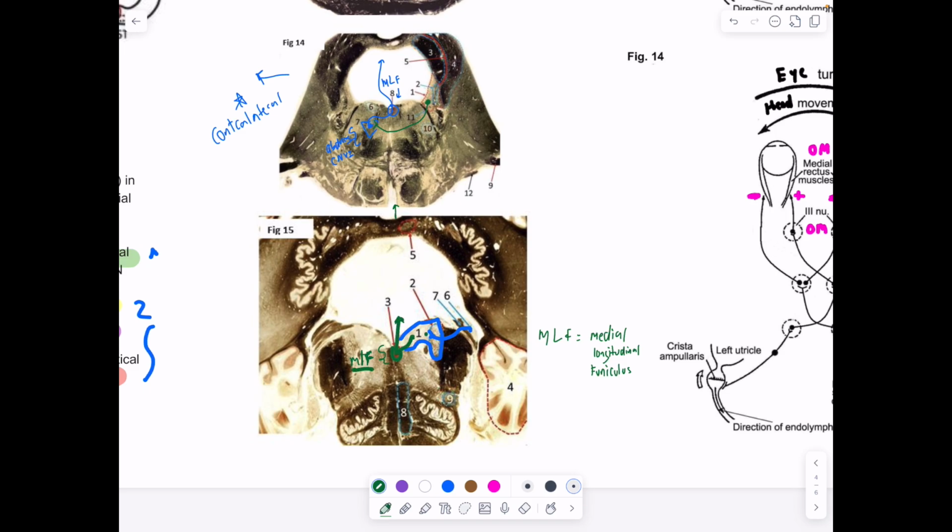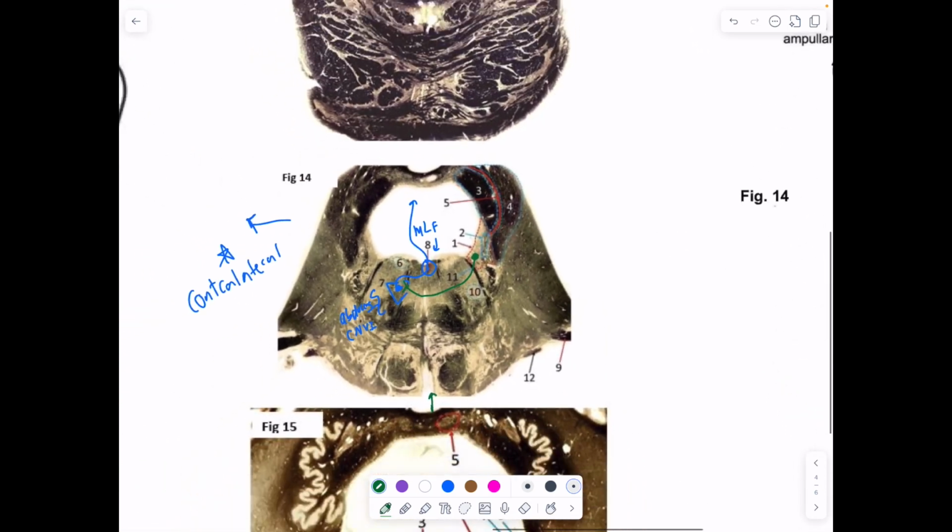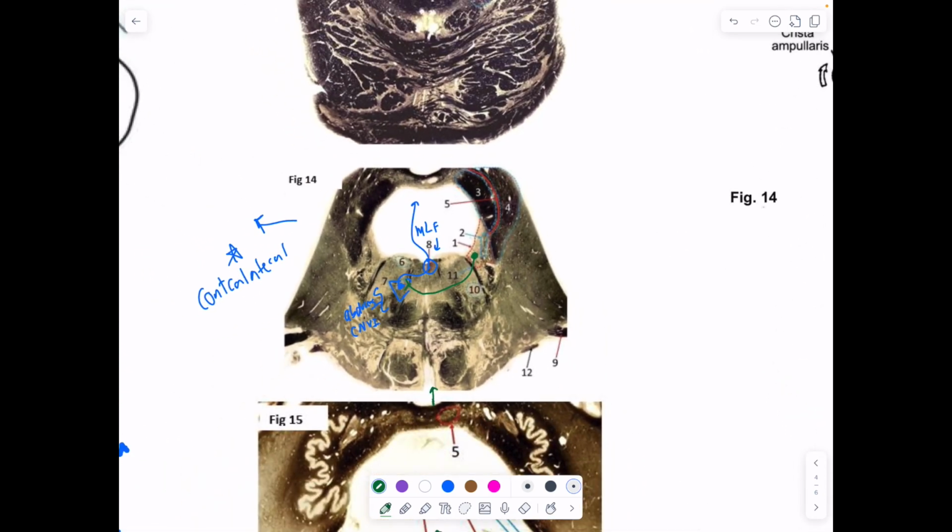So here's MLF. Here's a better example because we have abducens and the vestibular nuclear complex in the same part. So here's our vestibular nuclear complex. We send our neuron out. It goes to the abducens where it synapses. Notice it's gone contralaterally. Then the abducens goes back contralaterally to the original side and ascends via MLF.